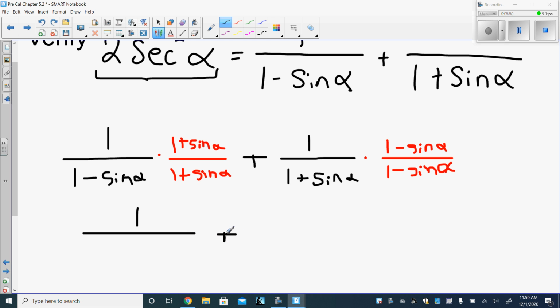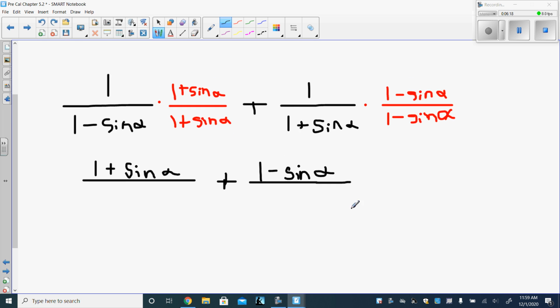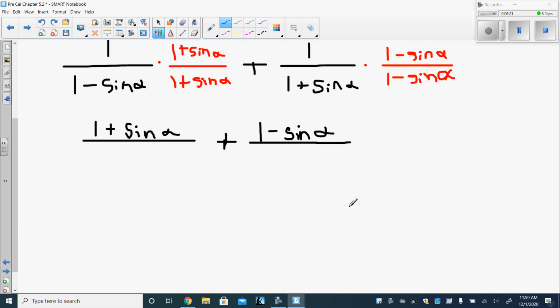Well, it's not going to be 1 on top. On top of this here, we're going to have 1 plus sine of alpha. And on top of this here, we'll have 1 minus sine of alpha. Now, something interesting does happen, because normally I would leave it as 1 minus sine of alpha times 1 plus sine of alpha. I wouldn't distribute and multiply those together. But for this one here, I will, because something interesting will happen that's going to be helpful.